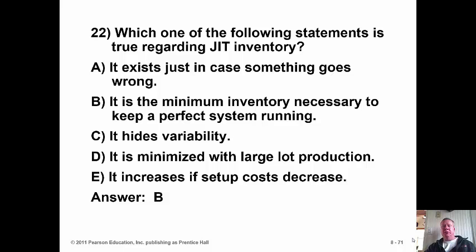Which of the following statements is true regarding just-in-time? Minimum inventory to keep the system running. So, no large lot productions that exist just in case something goes wrong. No. You need to be able to identify and also have an agile enough supply chain to compensate for screw-ups in forecasting. If you get your order quantities wrong, but you have the suppliers right close by, you can compensate and overcome that situation pretty quickly.